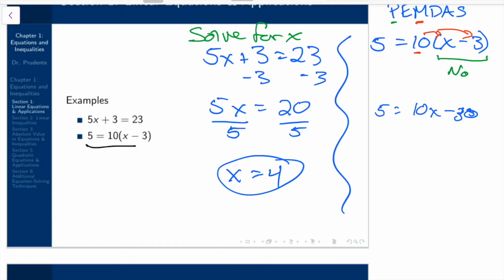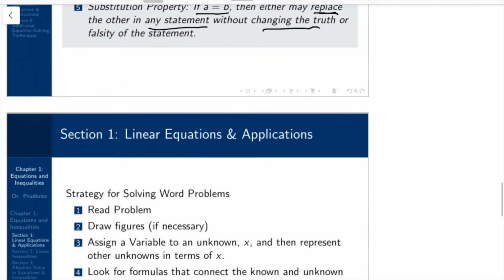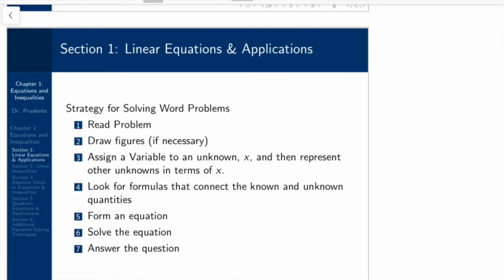Right? And now we go along using the addition property, multiplication property, all those properties we saw before. We're going to add 30 to both sides, right? And we'll get 35 is equal to 10x. I'll divide both sides by 10, right? And what we can say is, well, we can take a 5 out of both of these, and we get as an answer 7/2 is equal to x. And that is going to be our answer for that. So those are just a quick examples of how we can solve linear equations.